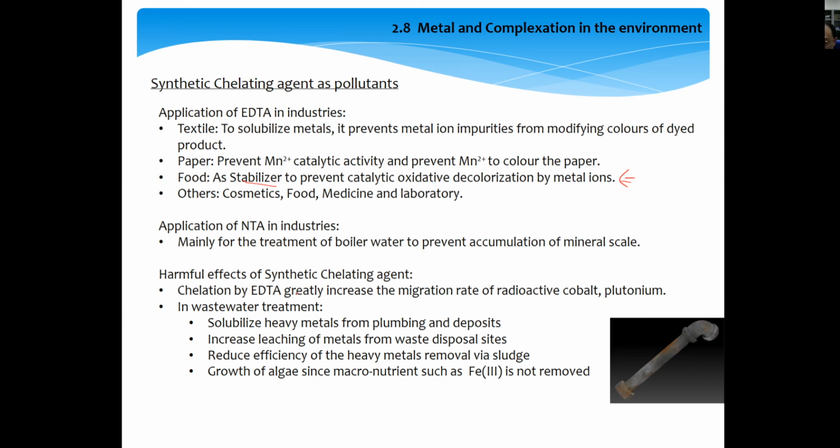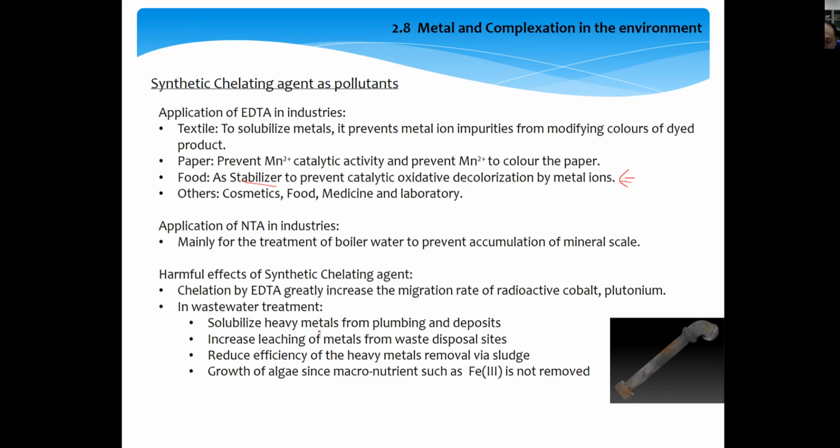Based on this, we can say that EDTA is actually not harmful to humans. But when EDTA or a synthetic chelating agent appears in the environment, it will become a pollutant. Why do I say so? Because the EDTA that appears in water has the tendency to dissolve radioactive cobalt and plutonium and increase the migration rate of this radioactive material in the water.